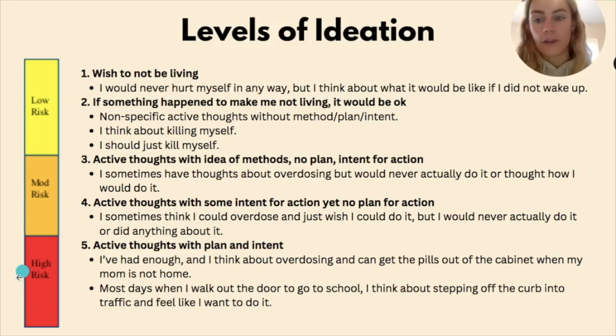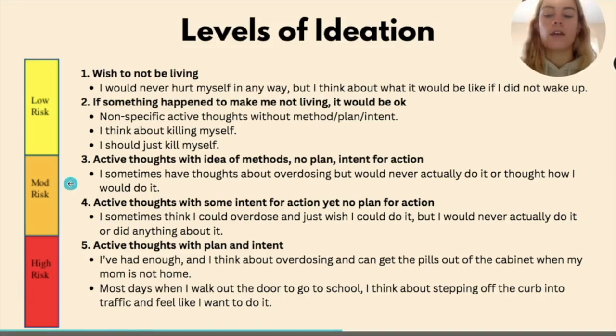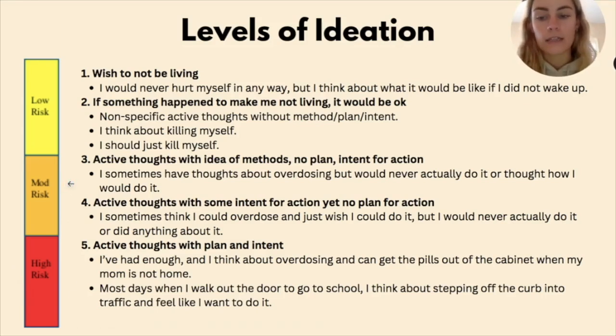And then we get to fifth, which is the highest risk, and these are active thoughts with plan and intent. So, I've had enough, and I think about overdosing and getting the pills out of the cabinet when my mom's not home. Or most days when I walk out the door to go to school, I think about stepping off the curb into traffic, and I feel like I want to do it. So as this says, this is a thought with plan and intent. So this is, I've thought about how I would do this, I want to do it, I might follow through on it at some point. So as you can see, the higher we get in these numbers, the higher the risk is going to be.